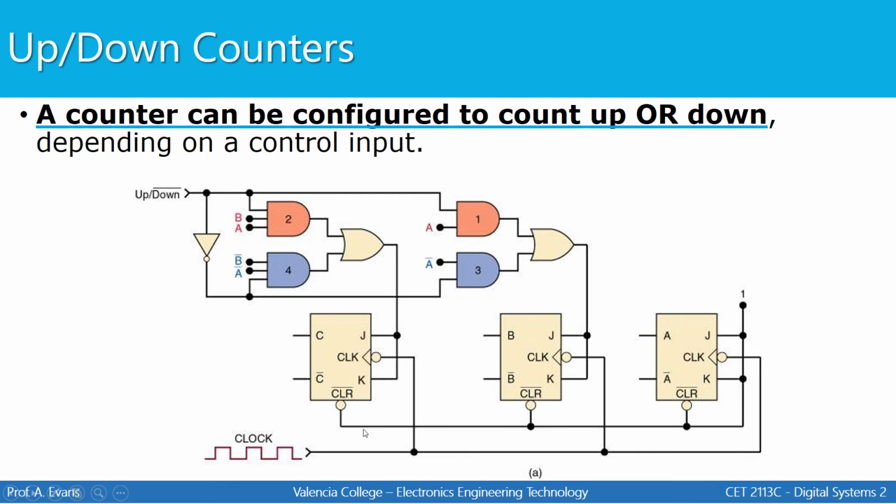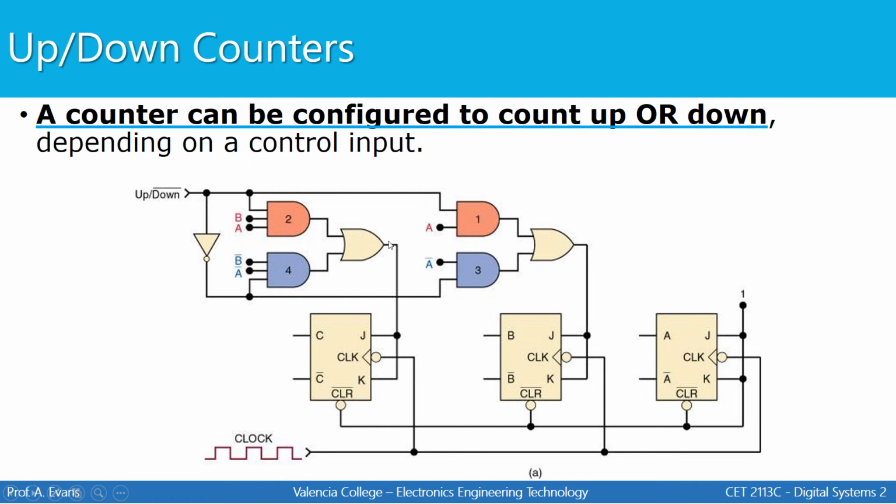We can see that the clear inputs of each flip-flop are all tied to 1, as well as the J and K inputs of flip-flop A. So we know that flip-flop A is always going to toggle whenever the clock makes a transition, because both inputs are tied to 1. But now if we look at the inputs to flip-flop B and flip-flop C, we're going to see something a little bit different.